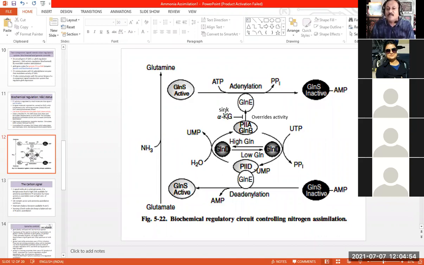But when an alpha ketoglutarate sink is available, that is, alpha ketoglutarate is available in a large amount, then this particular activity of P2 protein, that is activation of the GLN-E adenylation reaction, is overridden. That is, it is ignored in a way. And therefore this P2 protein will still, this particular activity will be there.